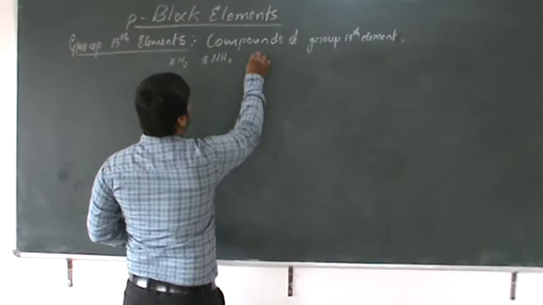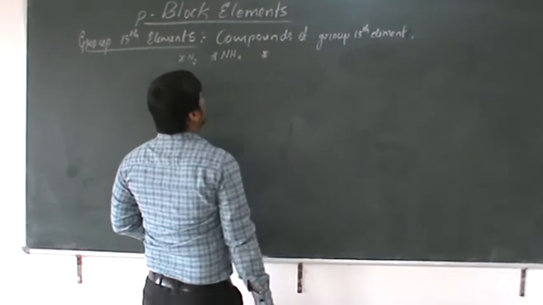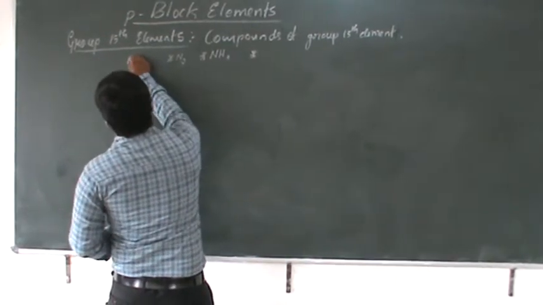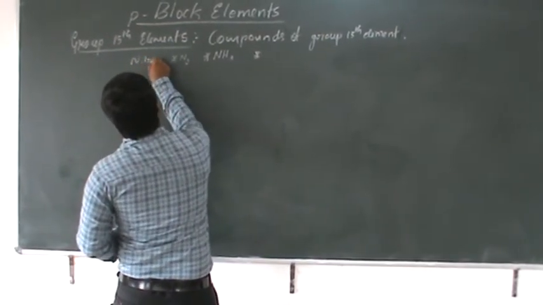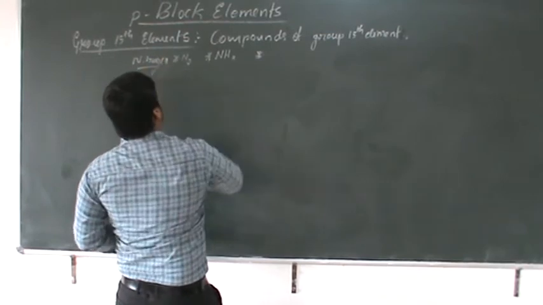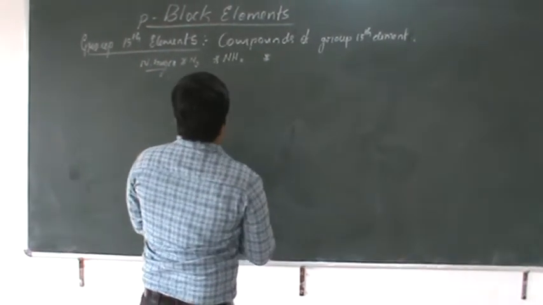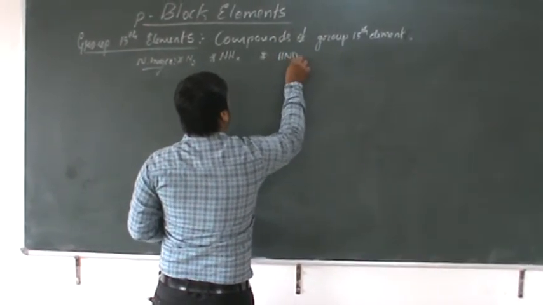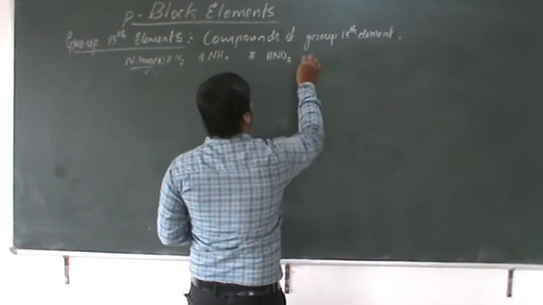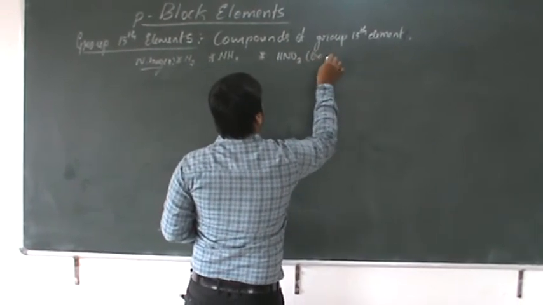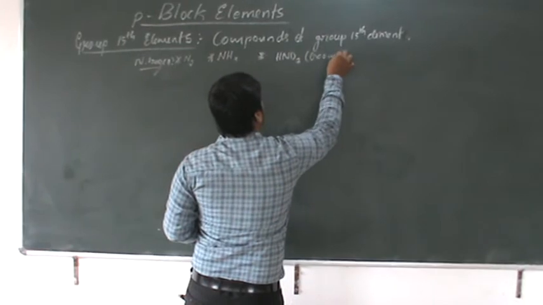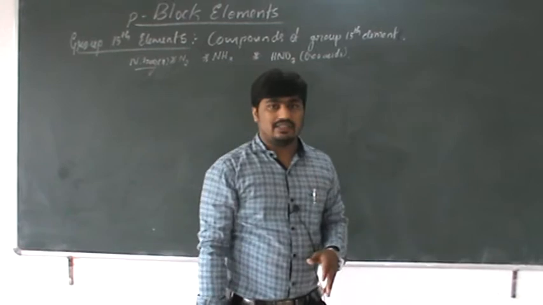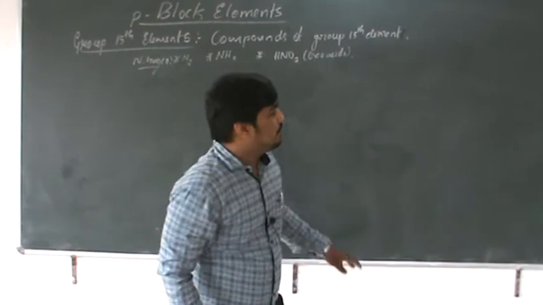Okay, next, the last compound of nitrogen. First one is dinitrogen, second one is ammonia, and the last one is nitric acid. Or better to call this oxo acids. Then what is the meaning of oxo acids? These are acids that contain oxygen.